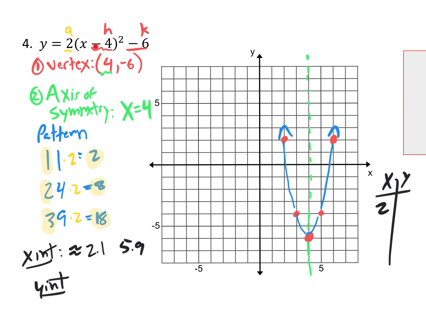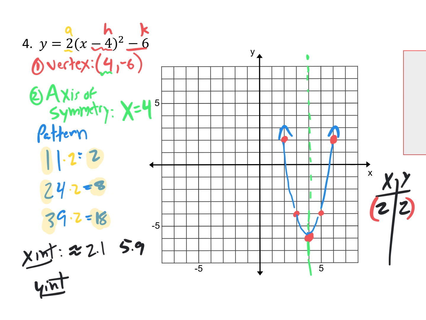Think about it. 2 take away 4 is negative 2. Negative 2 to the second power is positive 4. Positive 4 times 2 is 8. 8 take away 6 is 2. So when I plug in a 2, I get out a 2. And that is an answer, the X value of 2, the Y value of 2.